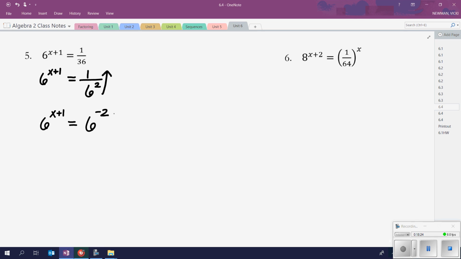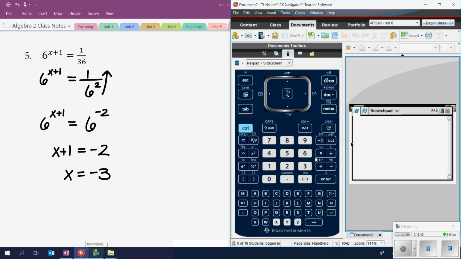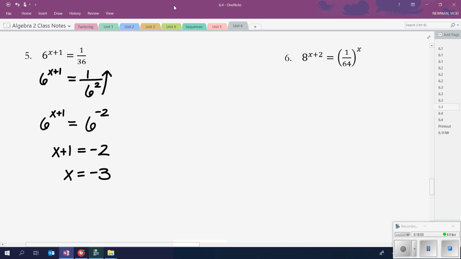Now, we have the same base, so we get to set the exponents equal. Cool. Now this one I know you feel nervous about, so I'm going to check it just to show you. If you feel nervous, go to your calculator. You can always check it. 6 to the -3 plus 1 is 1/36. Yeah, nailed it, right? So don't be nervous. You're doing a great job. Okay, so now number 6.